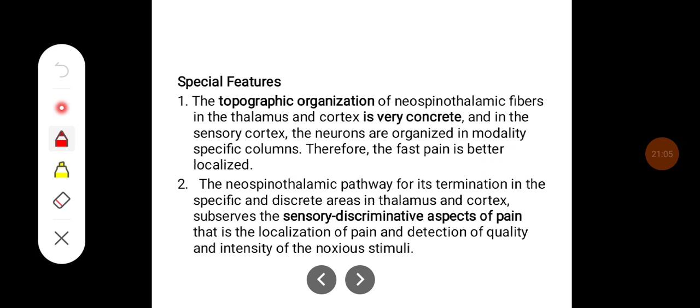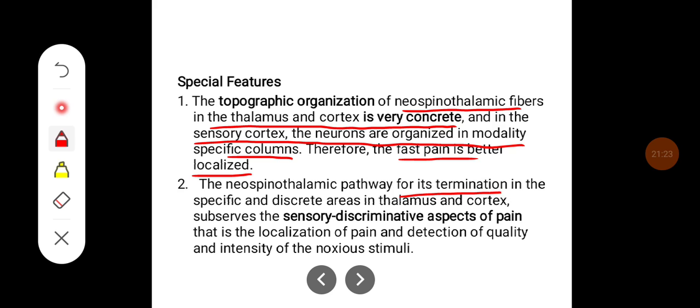A special feature of this tract is that the topographic organization of the neo-spinothalamic fibers in the thalamus and cortex is very concrete, and in the sensory cortex the neurons are organized in modality specific columns. Therefore, the fast pain is better localized. The neo-spinothalamic pathway, through its termination in specific and discrete areas in the thalamus and cortex, subserves the sensory discriminative aspects of pain, that is the localization of the pain and detection of quality and intensity of noxious stimuli.